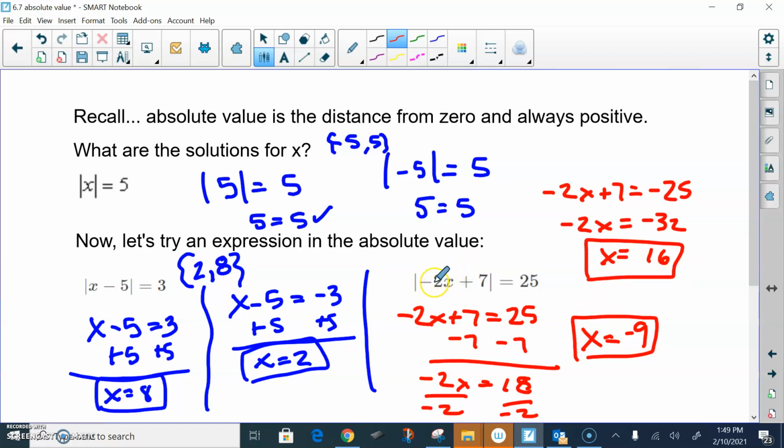So if we substitute that in, negative 2 times 16 is negative 32. Negative 32 plus 7 is negative 25. The absolute value of negative 25 is 25. That works. And negative 9 times negative 2 gives you positive 18. 18 plus 7 does give you 25. So they both work. So again, we have two solutions, negative 9 and 16 both work.